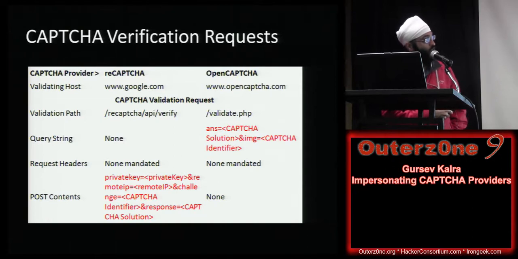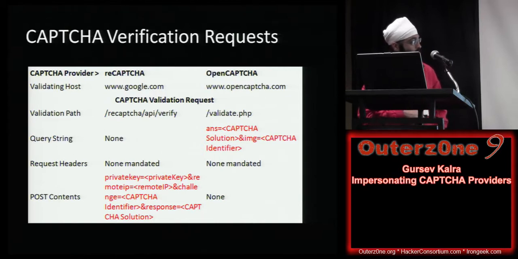And then this is the OpenCAPTCHA specification. So what it allows you to do is, the host name is www.opencaptcha.com. Then the requests are sent to validate.php, and this is the form: answer is equal to solution and image is equal to CAPTCHA identifier. So this information is used by OpenCAPTCHA to verify the CAPTCHA. And similarly here, for reCAPTCHA, you see that a private key goes, and then there is a remote IP address, then there is a challenge, which is the image identifier, and then there is a response.